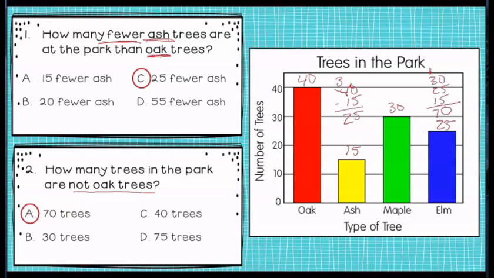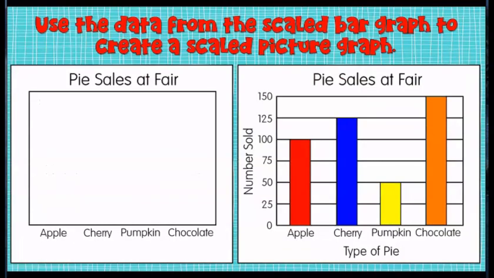Looking at our next one. Now, we've already learned how to make a pictograph. So what we're going to do now is use the data from our bar graph and turn it into a pictograph. Let's see if we can do this.